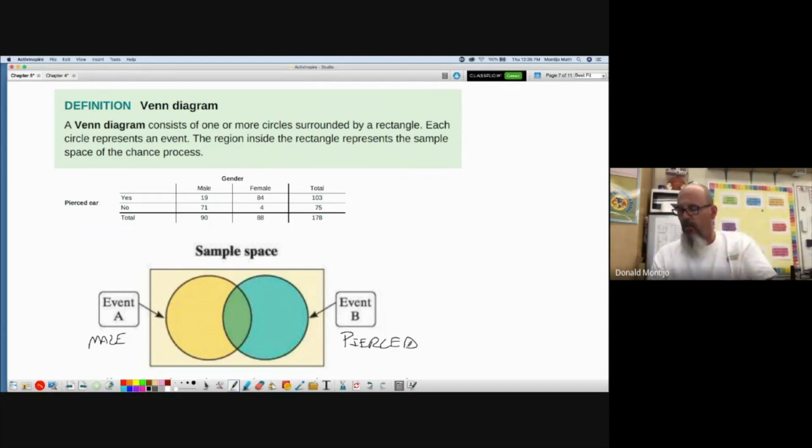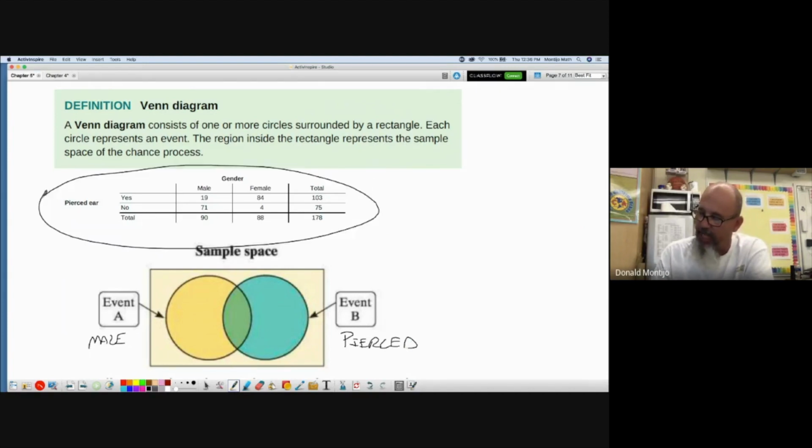Everything inside of the yellow circle is males. Everything inside the blue circle is ear piercing. This entire rectangle for the Venn diagram has to represent the entire sample space. So this whole rectangle has to equal every single individual in this table. So everything in here must be represented in this table. So I know the total inside this Venn diagram has to be 178. The total number of males is 90.